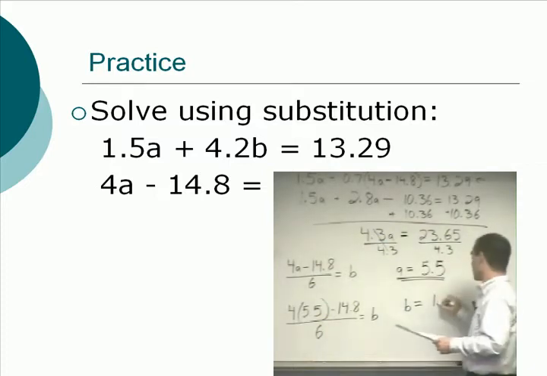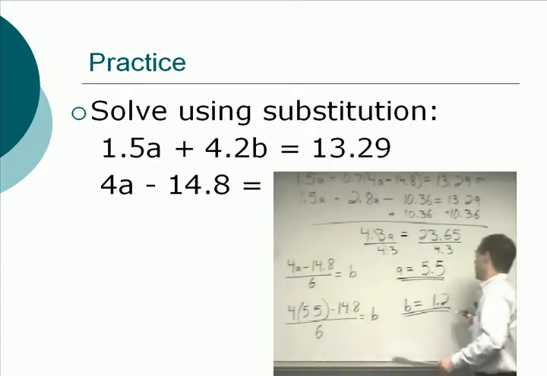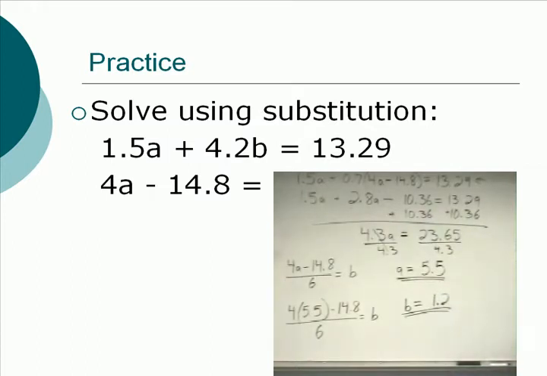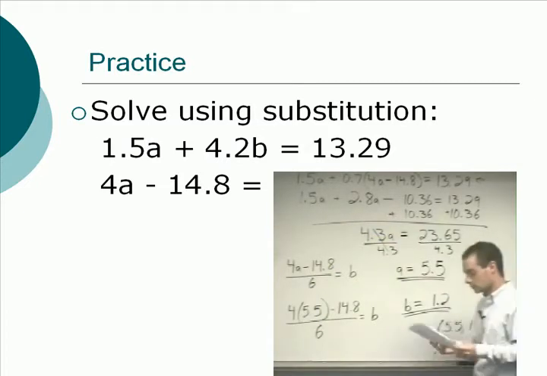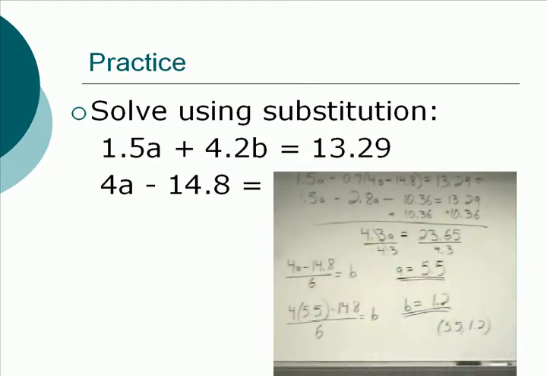That's right. So a equals 5.5, b equals 1.2. Again, even though it's not x and y, these answers are often expressed in ordered pairs, typically in alphabetical order. So we could say that the solution here is 5.5, 1.2. And we solved it, again, using the substitution method.